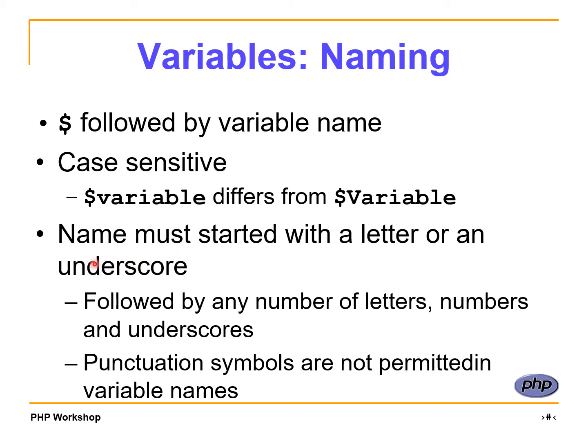Regarding the naming convention, a name must start with a letter or an underscore. In case of PHP, the name should start with a letter or it can start with an underscore, followed by any number of letters, numbers and underscores. Underscore is the only special character which is permitted in the naming. We can place any number of underscores or we can start the variable name with an underscore itself. Punctuation symbols are not permitted in variable names. No other special characters are possible for creating variables in PHP.